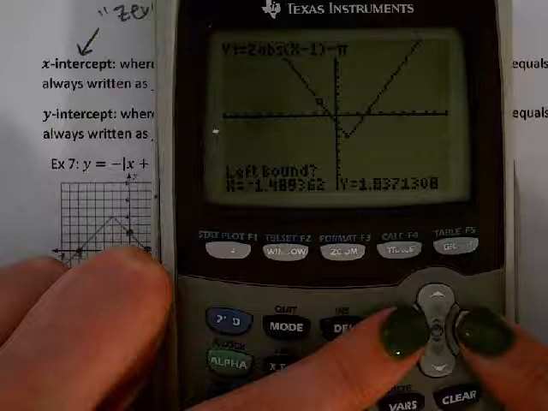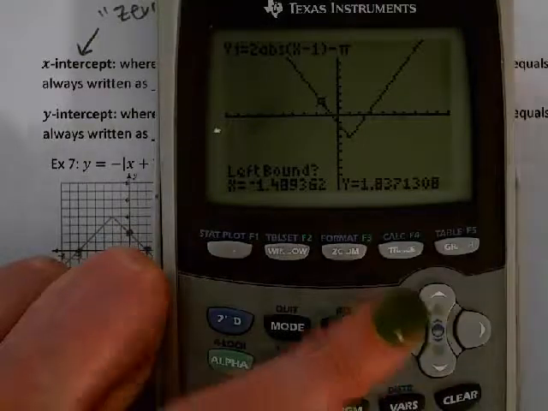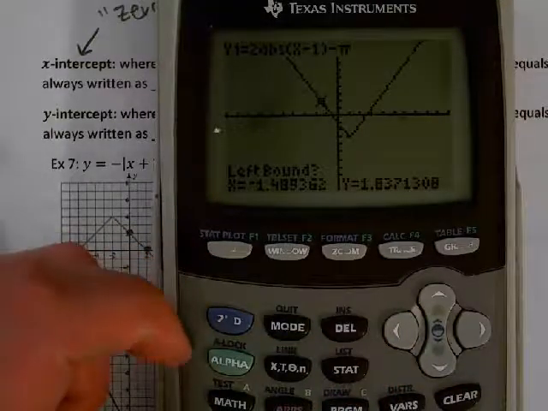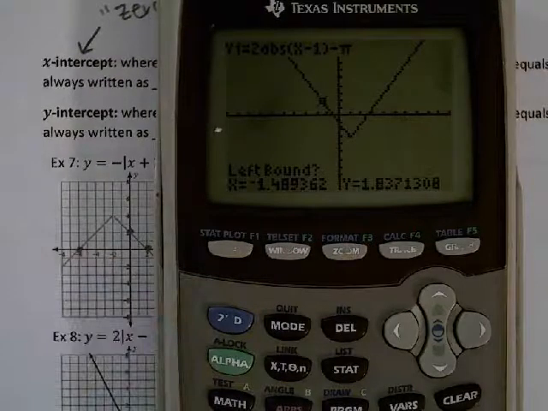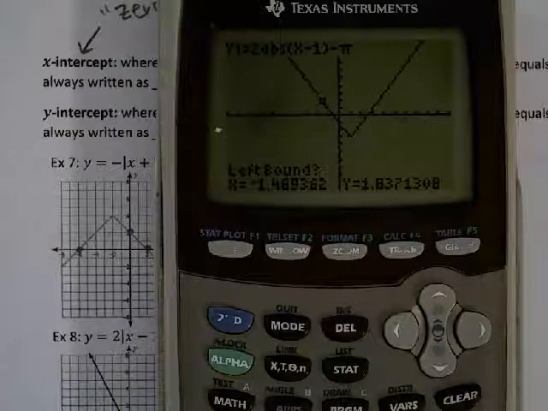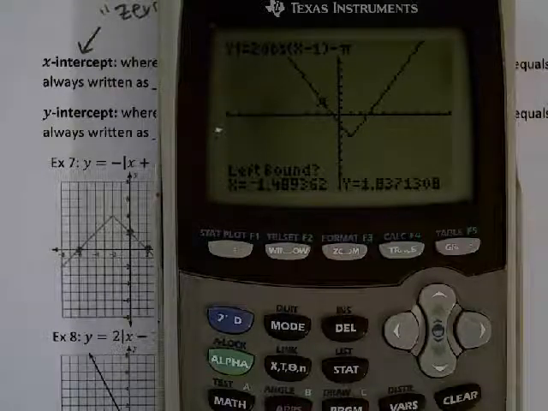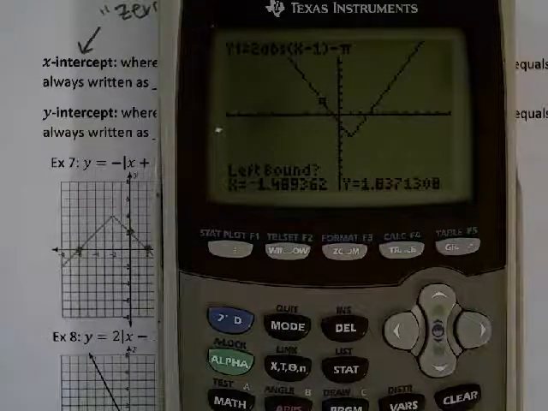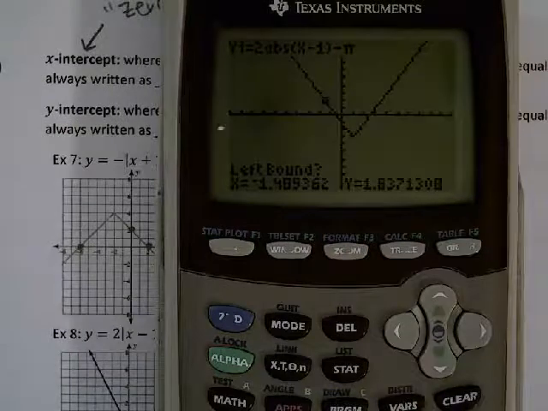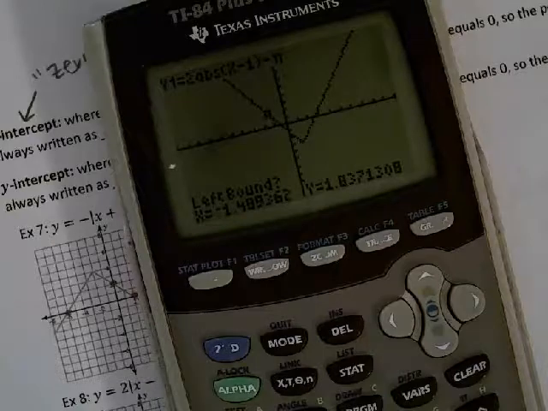So it needs you to say the x-intercept is between here and here, the left side and the right side. It needs you to show where you are looking. Does that make sense? So you can use the cursor to move up and down, or you can put in x values that are to the left and to the right of the x-intercept, okay?